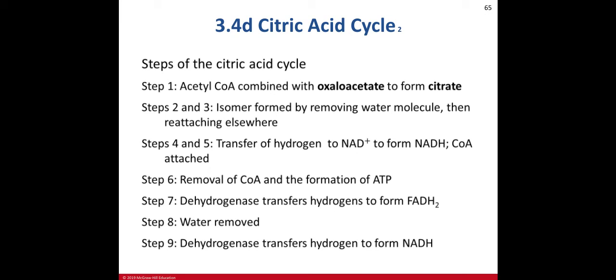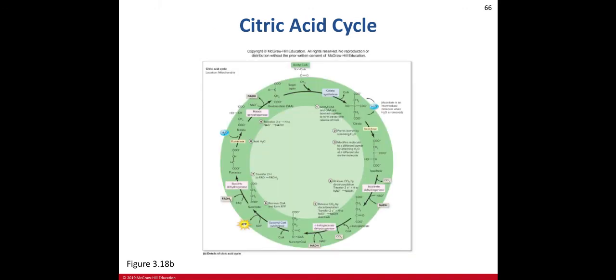We remove coenzyme A, that's going to go back to the intermediate stage, and we're going to make ATP. Our dehydrogenase is going to move hydrogens and make FADH2. We release water, and dehydrogenase is going to transfer hydrogen and form NADH. These hydrogens are where we're going to get our electrons that we're moving in our chain. So really we're building up this stored energy as we're making these FADH2 and NADH.